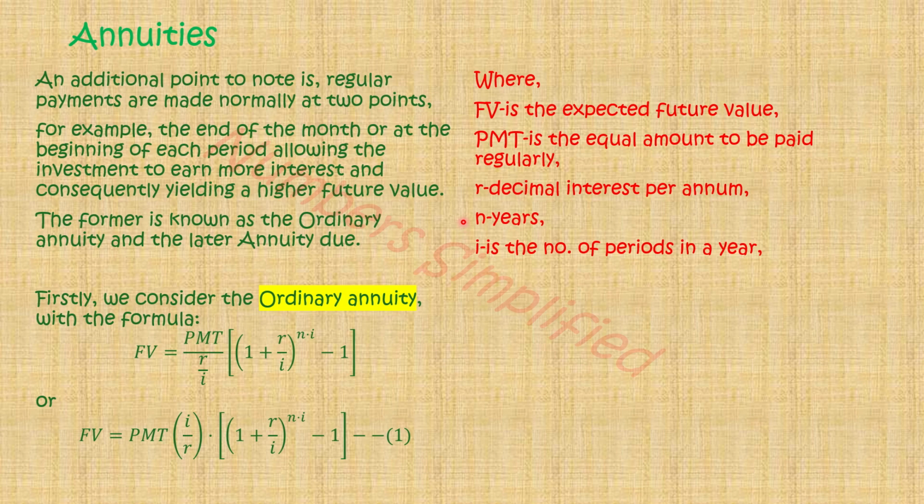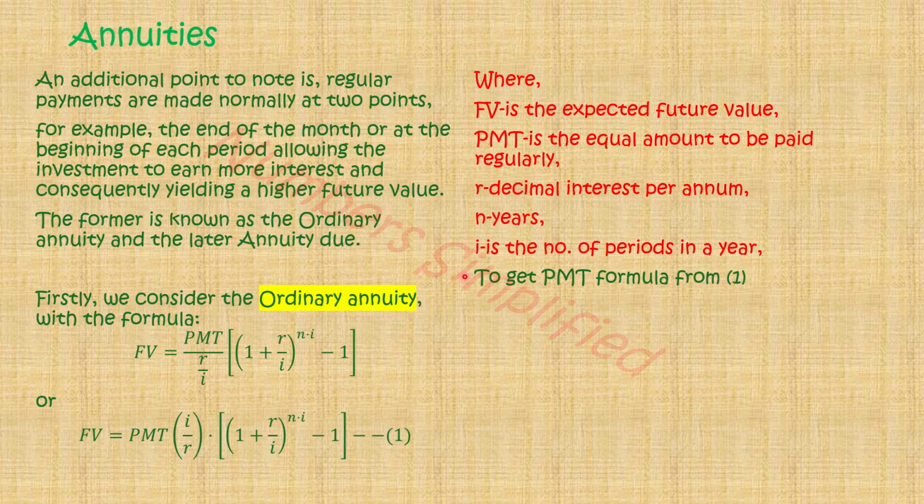And N is the number of years. I, of course, is the number of periods in a year. So for instance, if we're talking about the compounding period, so how many times the investment or the interest is compounded within a year. So that would be that particular I.